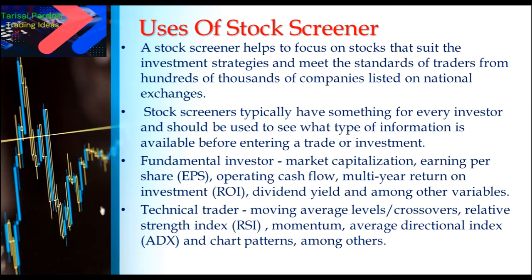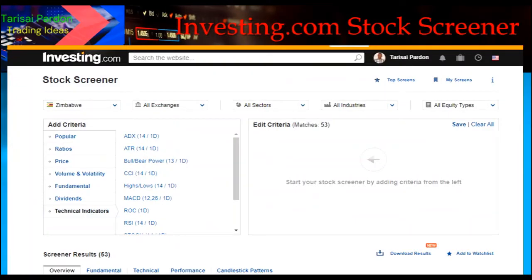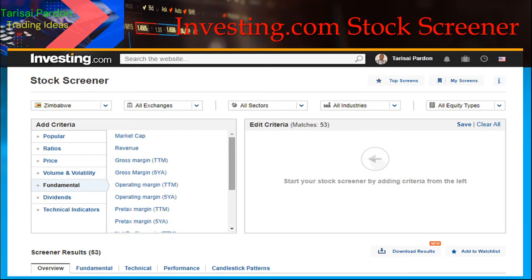An example of a stock screener that I am going to discuss here is from the website investing.com. This website can be used for free or through a subscription. You can see from this pictorial that the stock screener starts with the country, and in this case Zimbabwe was picked from the drop down menu.